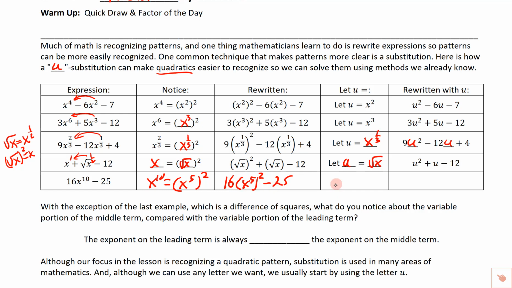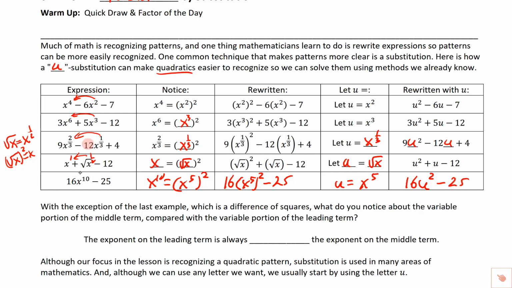And then we're going to make this look a little bit easier by doing our substitution. So we're going to say u is equal to x to the fifth. And then wherever there's an x to the fifth, we're going to put a u. So this is going to be 16, x to the fifth is going to be a u, we'll square that, minus 25.